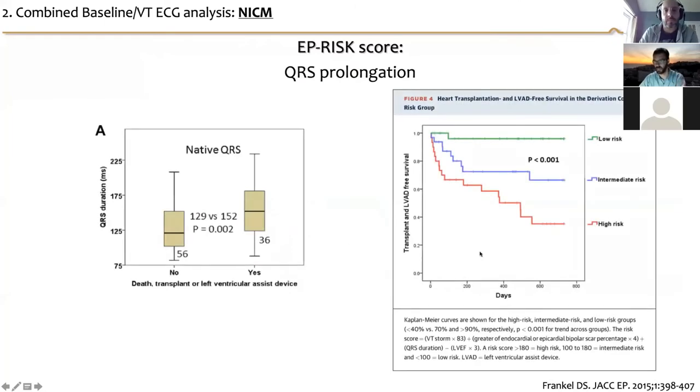Finally, QRS prolongation has been incorporated into an EP risk score developed by Dave Frankel, also suggesting a poor clinical outcome of these patients. I was mentioning that QRS prolongation is particular to the anteroseptal pattern, but if you identify such a QRS finding in the setting of a basal superior, basal lateral scar pattern, you have to get a sense of a very diseased myocardium.